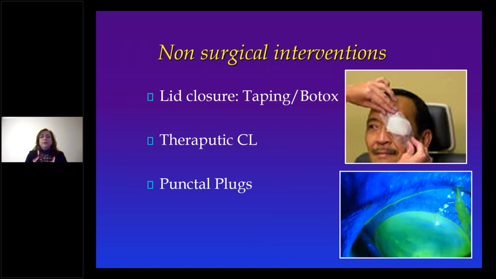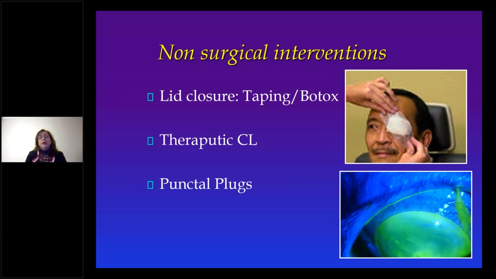If that is not enough, then you can close the lid by taping, or you can use a therapeutic contact lens. But if you have a therapeutic contact lens, remember to give the patient preservative-free chloramphenicol eye drops, because the risk of bacterial infection increases 17 times if you have a contact lens on the eye. So if you have a therapeutic contact lens, you always need to cover with antibiotic.